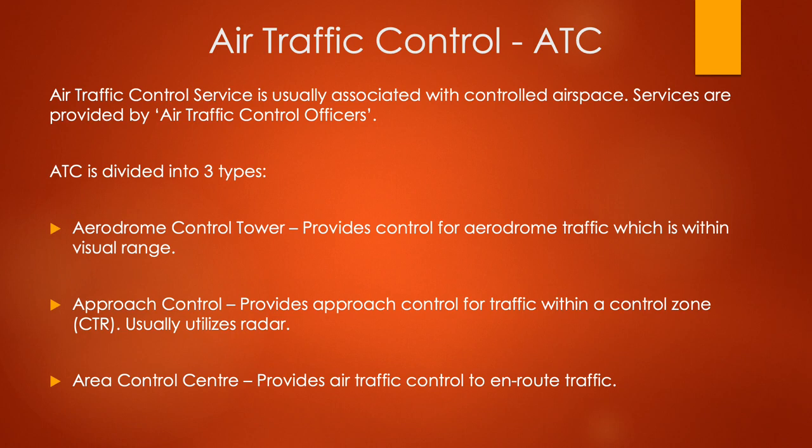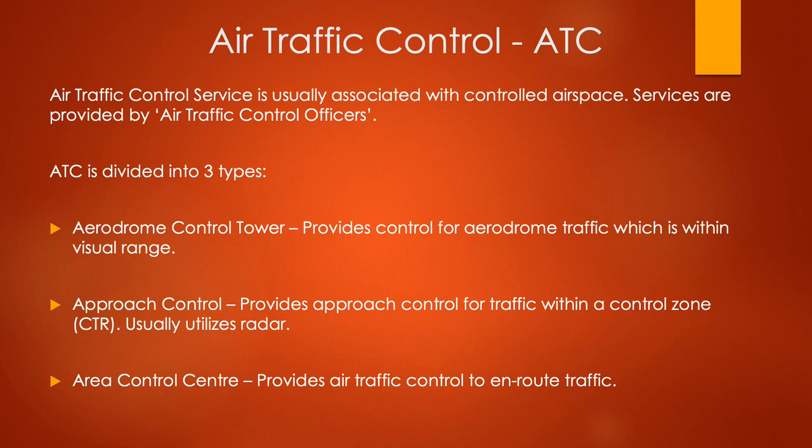Next, we have the approach control. This will provide control to aircraft that aren't within visual range of the airfield, but they can be seen on a radar which is on the airfield. So the radar will pick up the traffic and the approach controller can see them on a screen, and they will be able to provide information to them and assistance in any manner for this type of service.